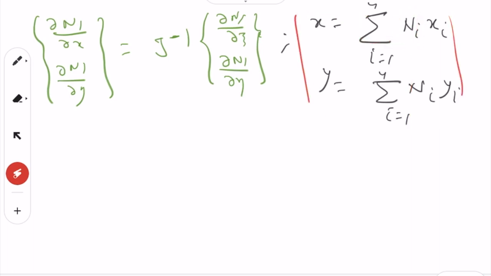In the same way as we have done for the heat transfer problem, we can do it here. Now we have to calculate the B matrix. And what is the B matrix? The B matrix is like this.